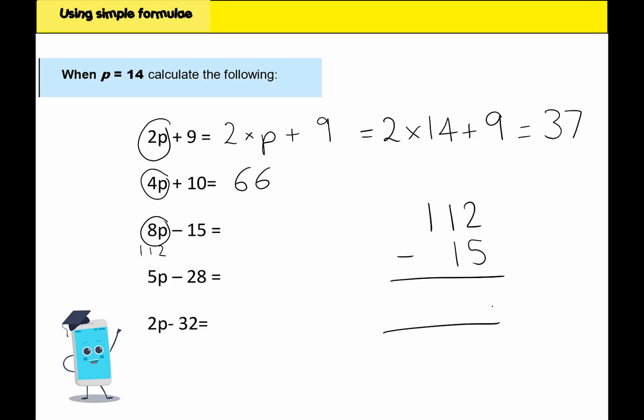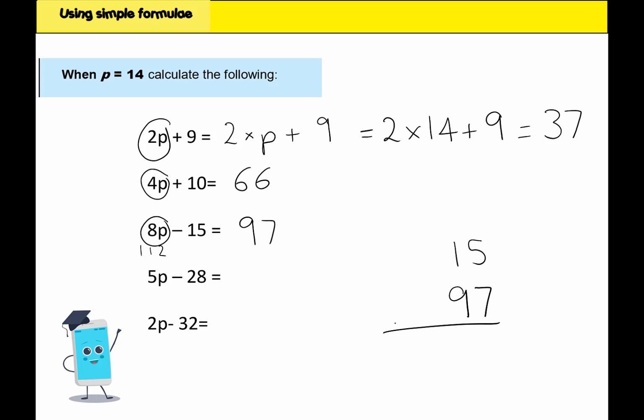2 take away 5. I can't do that, so I need to borrow. 12 take away 5 is 7. 0 take away 1, I can't do that. 10 take away 1 is 9. So my answer is 97.